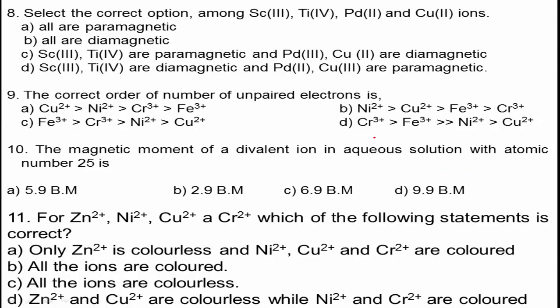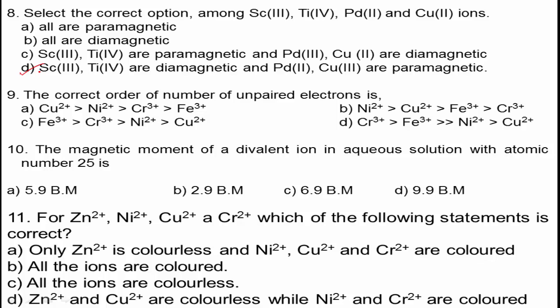Yes, the answer for this question is D, because scandium has no unpaired electrons, so it is diamagnetic in nature. Titanium also contains no unpaired electrons, therefore it is diamagnetic in nature. Palladium and copper are paramagnetic in nature because they contain unpaired electrons.